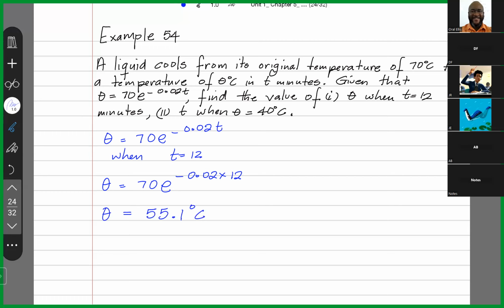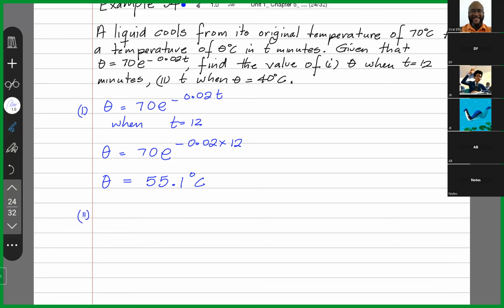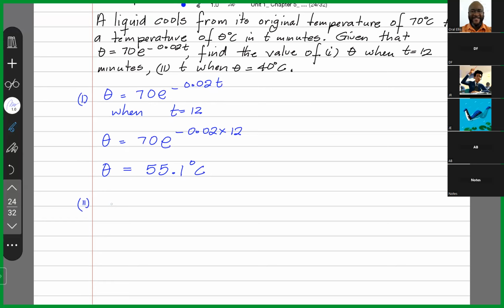So in other words, the thing is cooling from 70 degrees, and in 12 minutes, the temperature fell from 70 degrees to 55.1 degrees Celsius. This is part I. Now, part II is asking us for the time when the temperature was at 40 degrees. All right, so let's make T the subject of the formula.